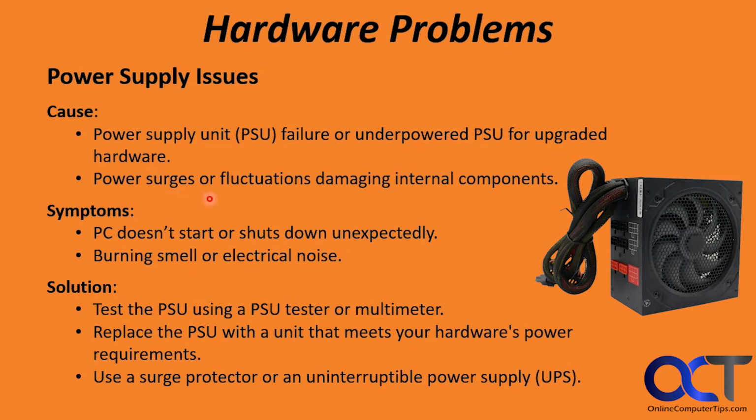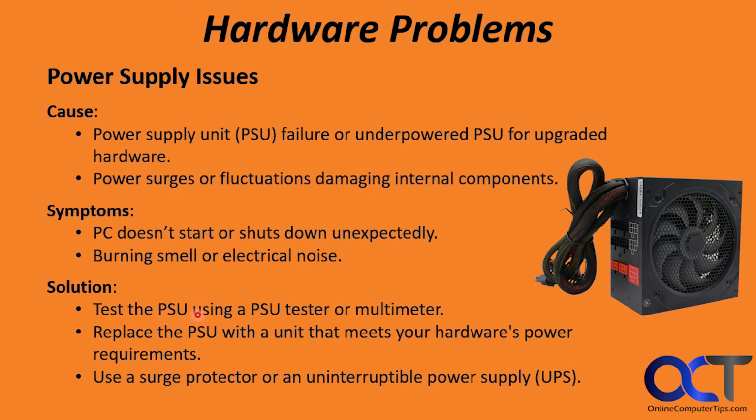And then if you have power surges or fluctuations, that could damage the internal components. So always use some kind of UPS or power strip that has power surge protection. All right, for symptoms, so if the PC doesn't start or shuts down unexpectedly, you can see this is a common problem for various types of hardware issues. And if you smell anything burning or hear an electrical noise, that could be a problem. And if that's the case, unplug it immediately, take the cover off, and see if you can figure out where it's coming from.